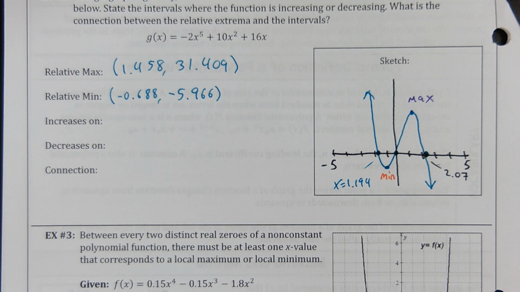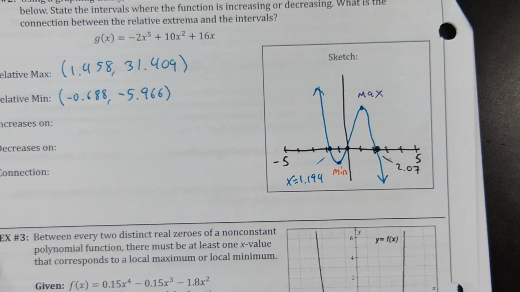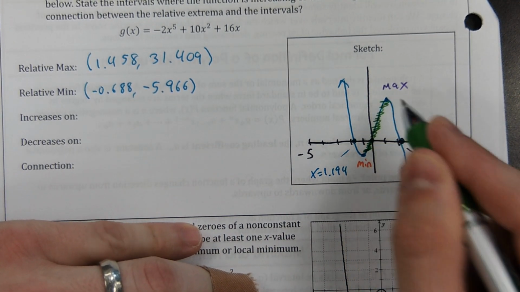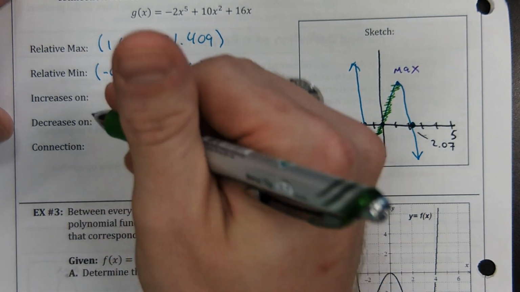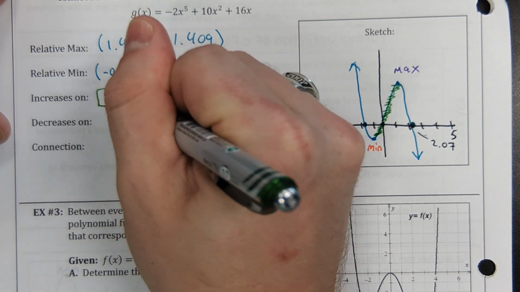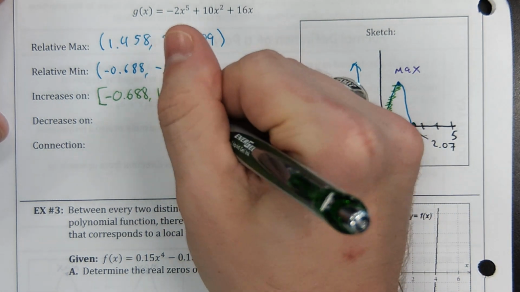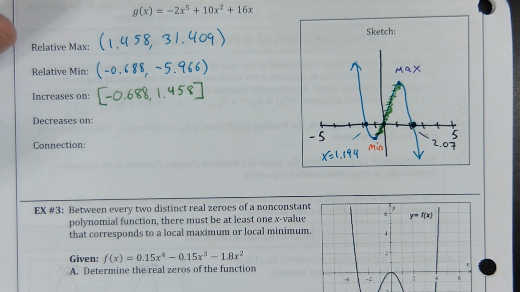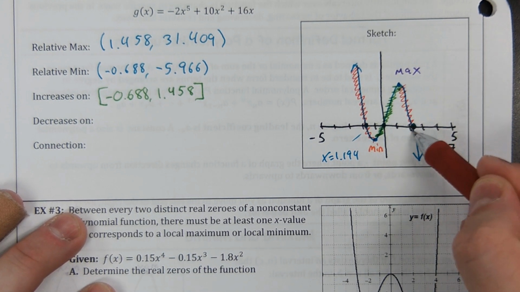On the previous page, I shaded my increasing in green, did I not? Yes. I'm going to do the same thing here, just for continuity's sake. There we go. That was increasing. Remember, the x values. So we are increasing from -0.688, comma, and stopping at 1.458. You decrease on the rest of the domain. So decrease all of this, decrease all of this.